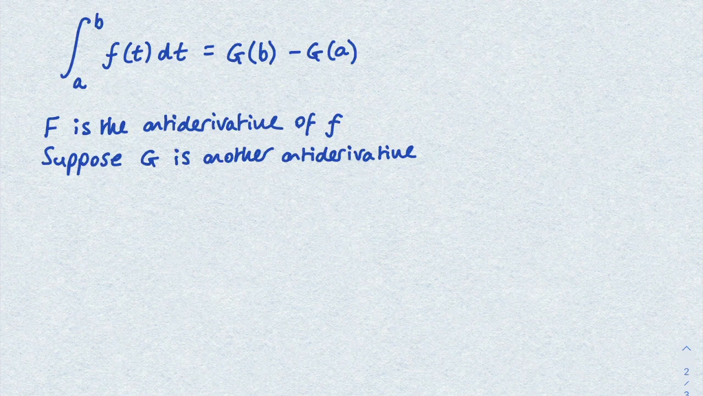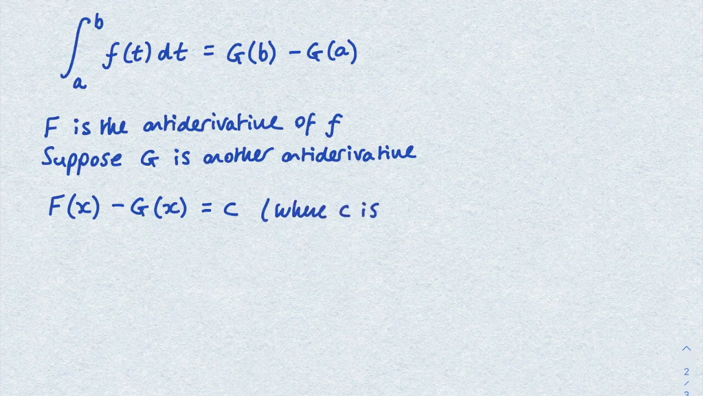So remember, we can think of antiderivatives as area functions. They represent the area under a curve between 2 points. So if we took the antiderivative F minus the antiderivative G, this would be equal to some constant c, where c is a constant.